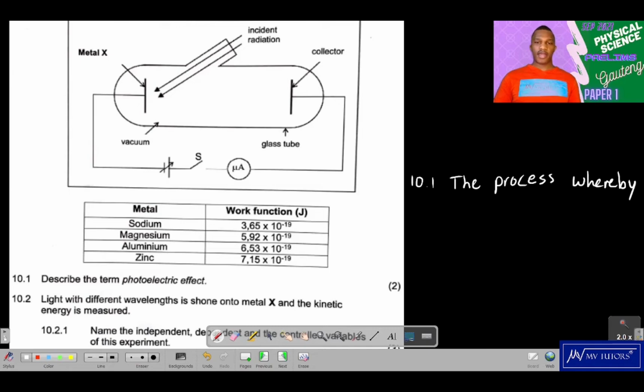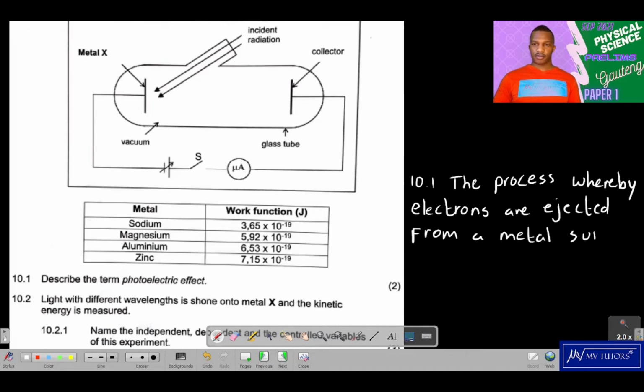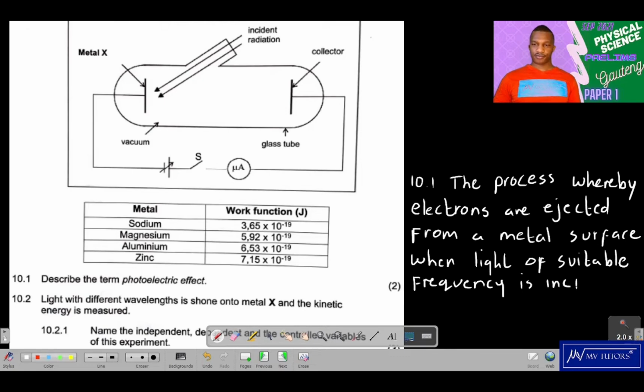The process whereby electrons are ejected from a metal surface when light of suitable frequency is incident on that surface.